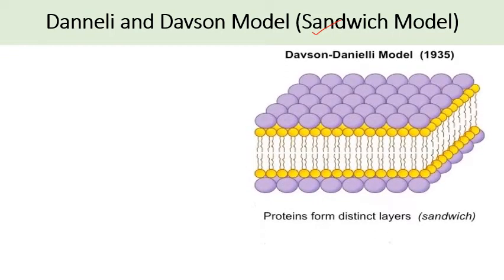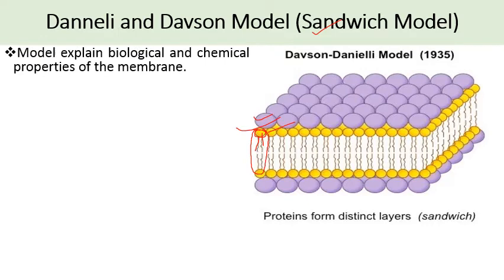Next comes Danielli and Davson model, which is also known as sandwich model. They have concluded that there are two protein layers, between which the lipid bilayer is sandwiched. So between two protein layers the lipid bilayer is sandwiched, and this model is known as sandwich model. The model explains biological and chemical properties of the membrane.